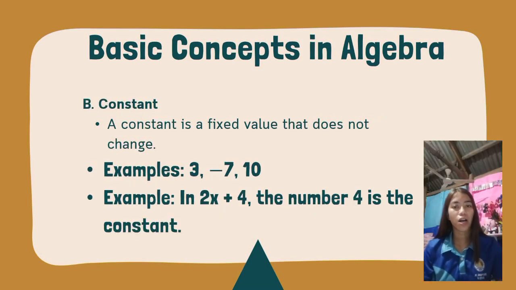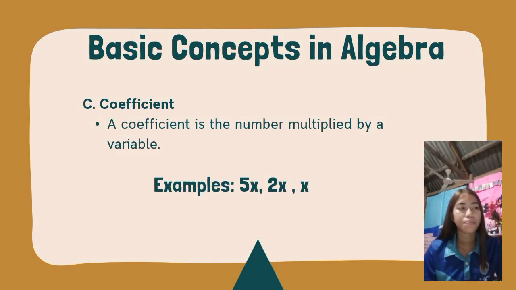Next, we have constant. A constant is a fixed value. It will never change. Examples here are 3, -7, and 10. Another example is in 2x plus 4, the number 4 is the constant. Why? It's because it will never change. Unlike in 2x, the 2 can still change, because it has a variable beside it. Unlike the 4. So that's why the 4 is the constant.